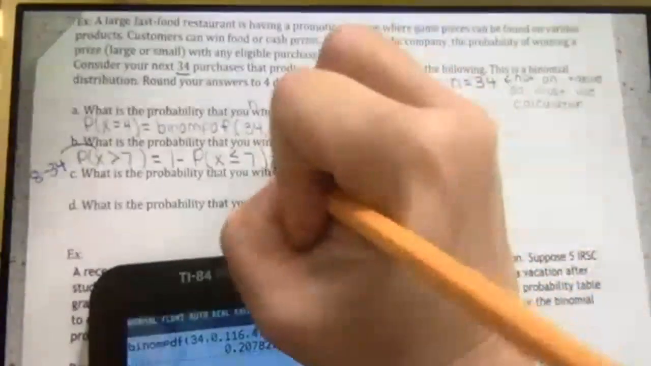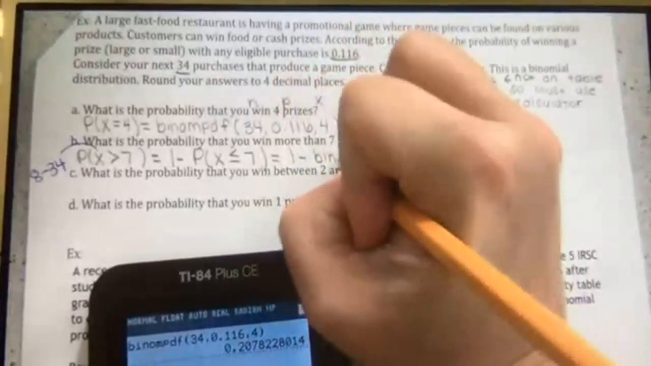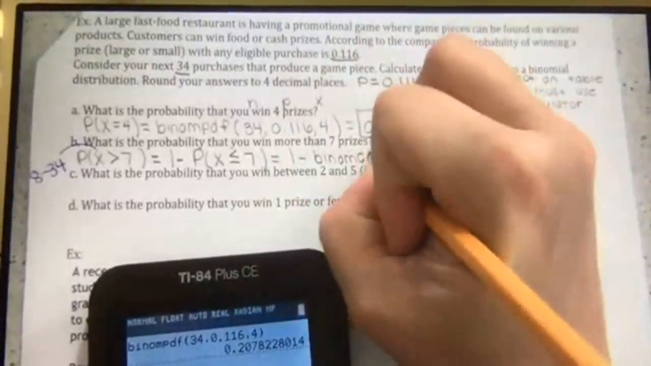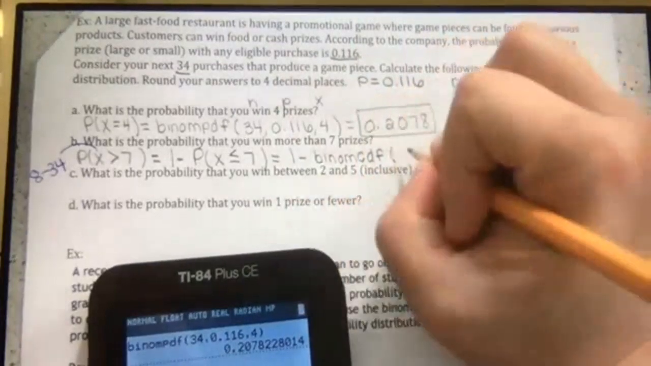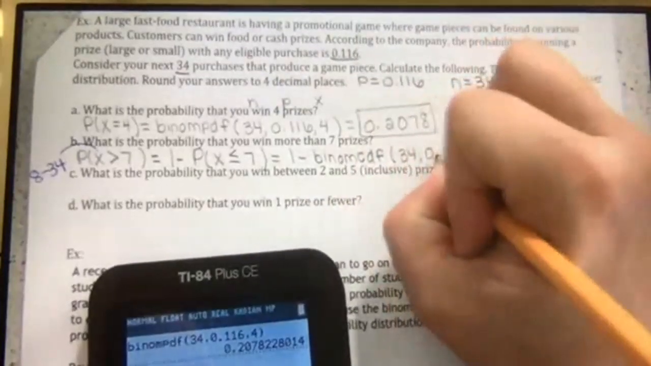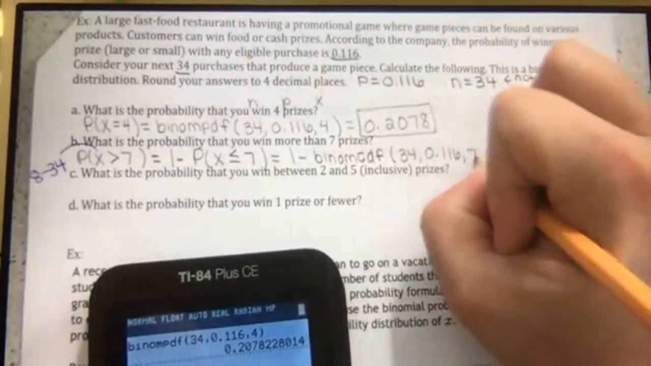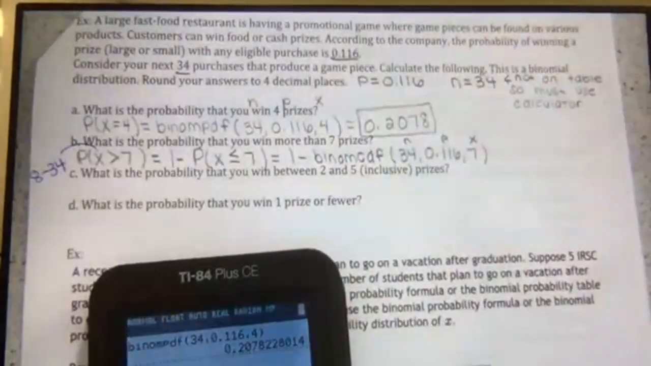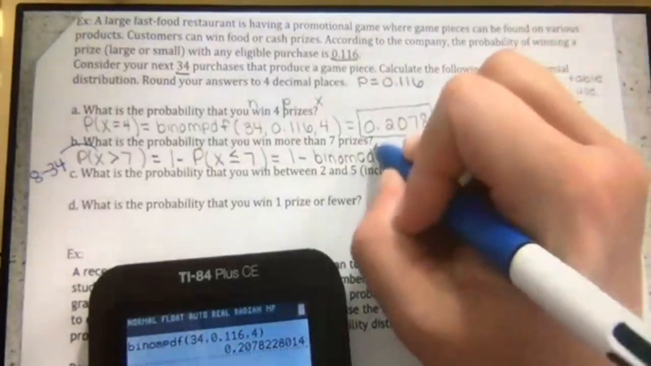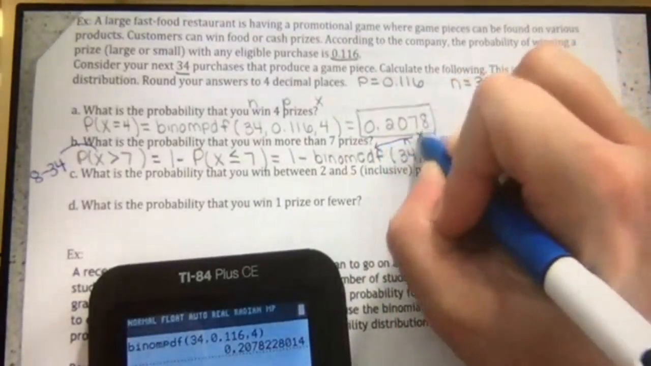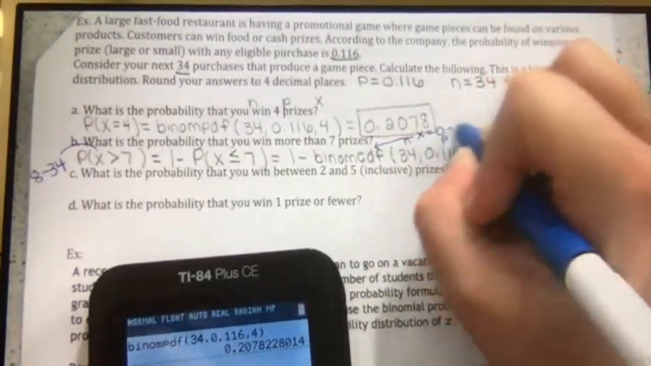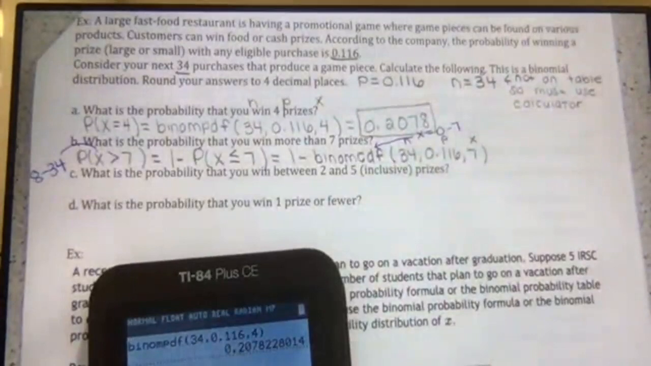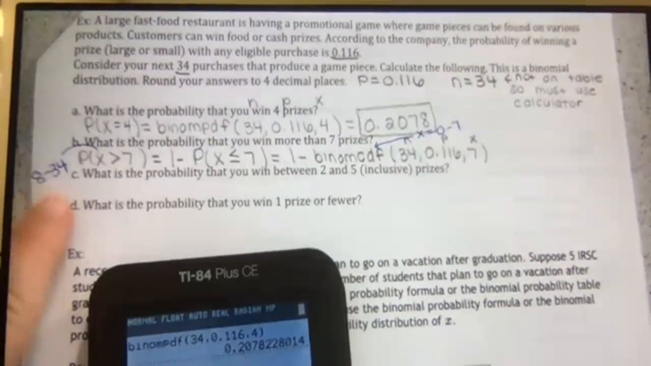So in my calculator, we can do 1 minus binom CDF. Our n value is 34. Our p value is 0.116, and our x value is 7. Remember, it's n, p, x. Because it's CDF, this will give you when x is 0 all the way through 7. So it'll add up all of that for you. Then the 1 minus will give you whatever's left over. The leftovers were that 8 through 34 that we're looking for.